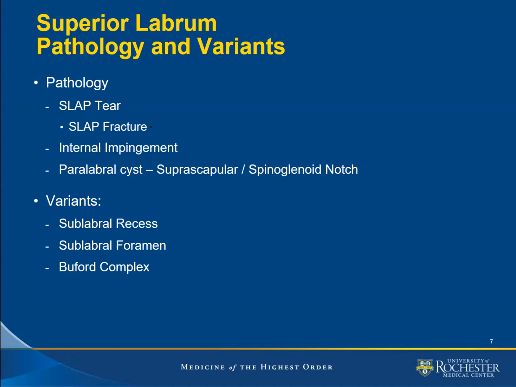We will also discuss the idea of a cartilage injury called a SLAP fracture, and then we'll also evaluate injuries that happen in throwing athletes, such as internal impingement and common paralabral cysts that occur from a superior labral tear.